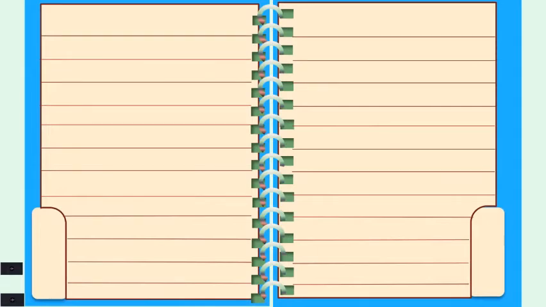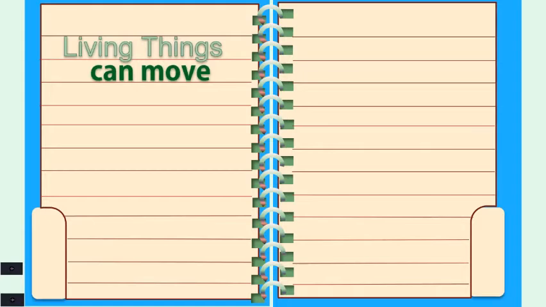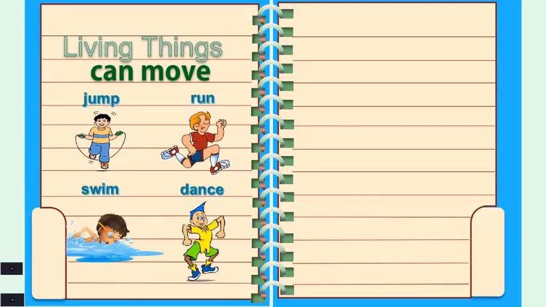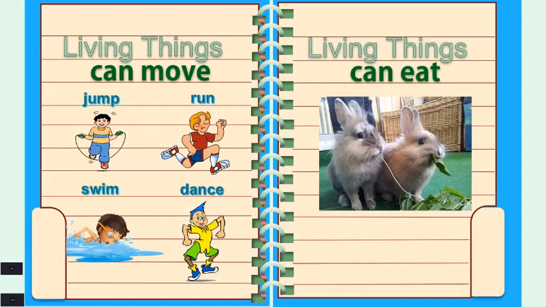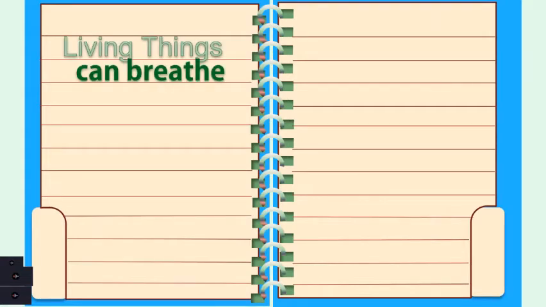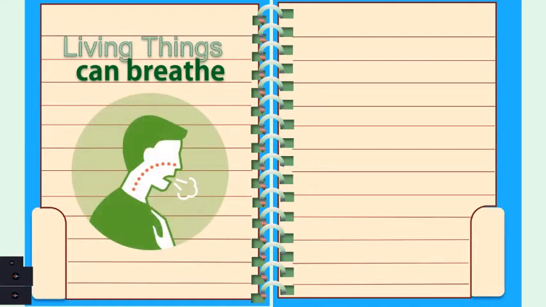Coconut trees, banana trees, chickens, ducks, cats, dogs, birds, and butterflies. Living things can move. For example, they can jump, they can run, they can swim, and they can dance. Living things can also eat. Look at the picture. The rabbits are eating grass. All living things can breathe. All living things can grow.